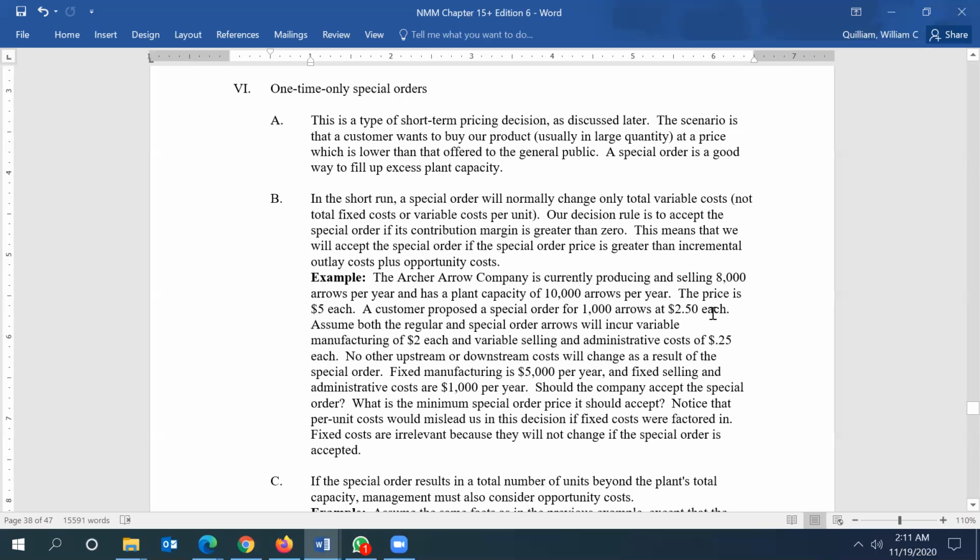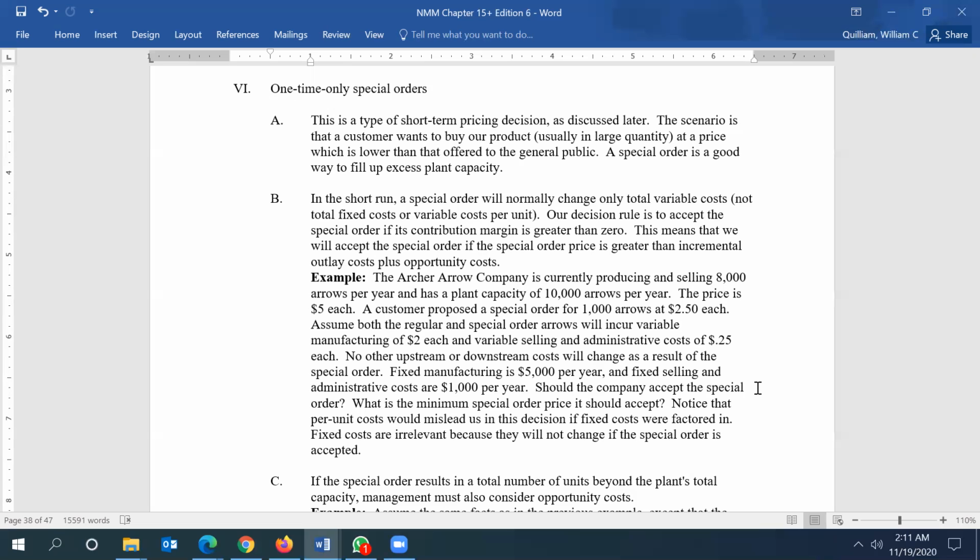Assume that both the regular and special order units will incur variable manufacturing costs of $2 each and variable selling and administrative costs of 25 cents each. No other upstream or downstream costs will change as a result of the special order. Well, fixed manufacturing is $5,000 per year. Fixed selling and administrative costs are $1,000 per year. Those will not change no matter if we accept the special order or not. So they will be irrelevant, by the way, because fixed costs are irrelevant.